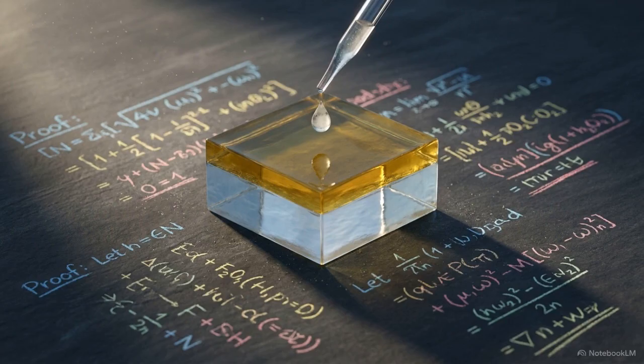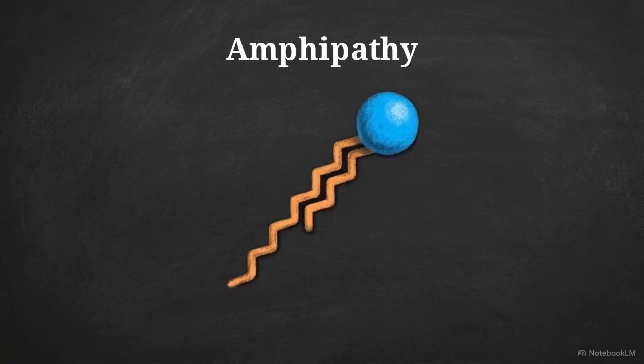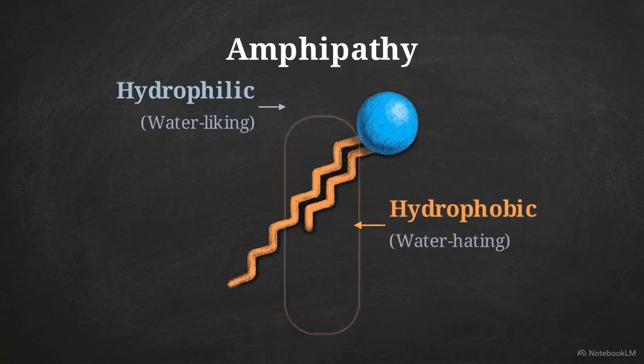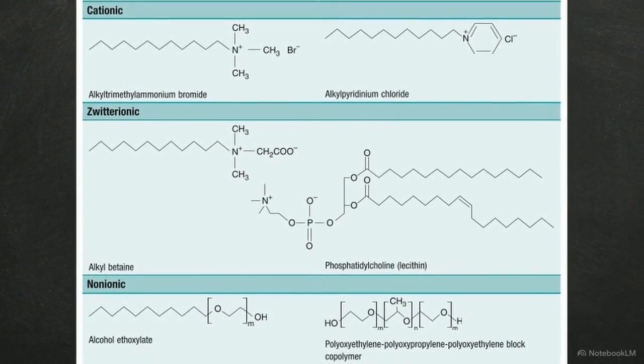To manipulate the interfacial tension between two phases, we use surface-active agents, or surfactants. These compounds are defined by amphiphilicity, the presence of two distinct regions in a single molecule: a hydrophilic, water-liking region, and a hydrophobic, water-hating region. Surfactants are classified according to the nature of their hydrophilic head group. They can be anionic, containing a negatively charged group, cationic, carrying a positive charge, zwitterionic, possessing both, or non-ionic, where the hydrophilic region is uncharged.